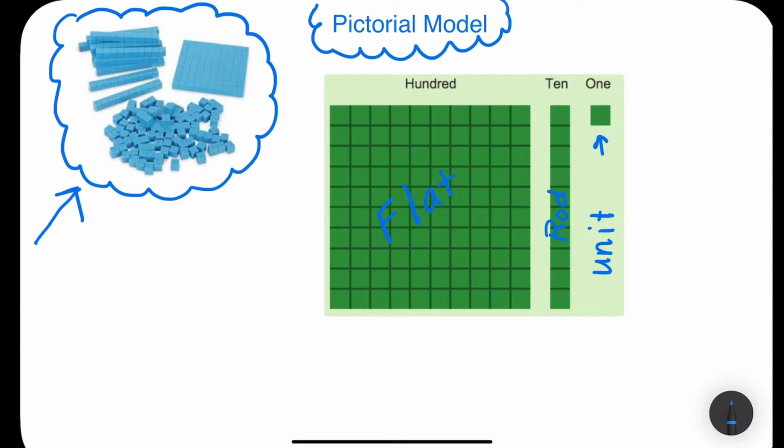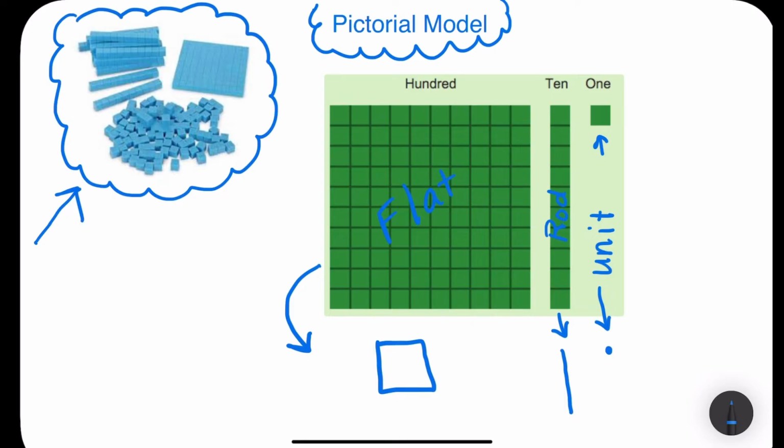So I'm going to show you the proper way to draw a pictorial model of each one of these. So for the 100, to draw a flat, you just draw a plain square. To draw a rod, it's just a stick, a straight stick. And to draw a unit, you're going to draw a dot.